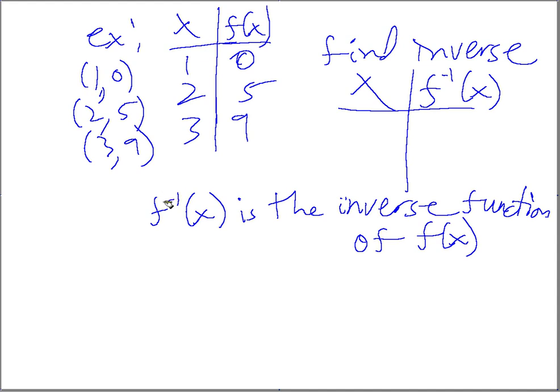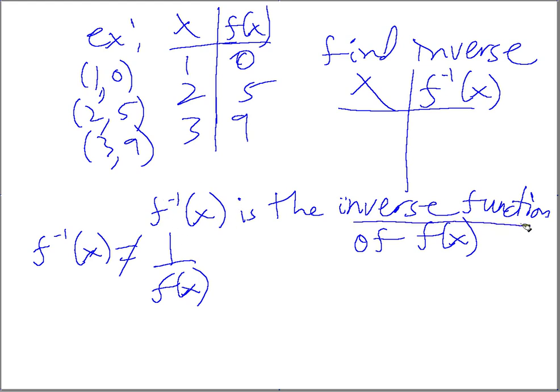Again, this is not an exponent. In other words, f negative 1 of x is not equal to 1 over f of x. Do not mistake that. This is just a mathematical notation for the inverse function. So how do we make this table?